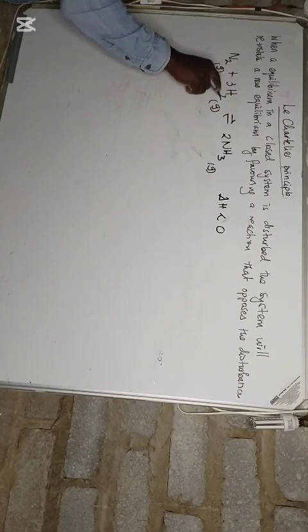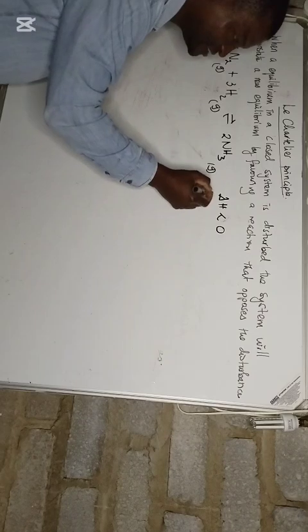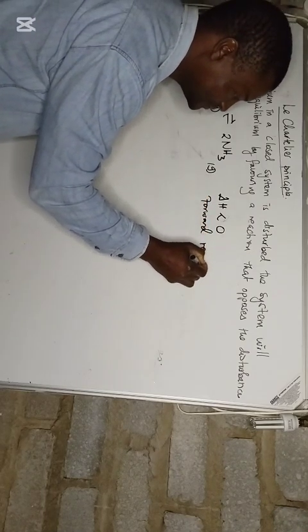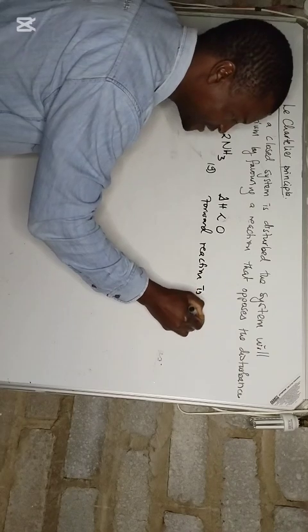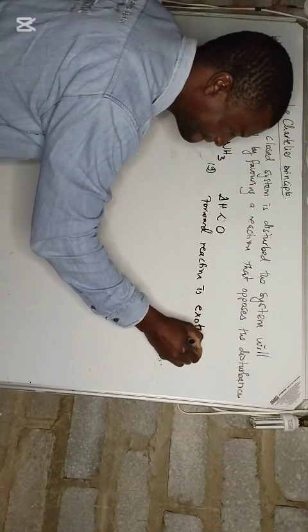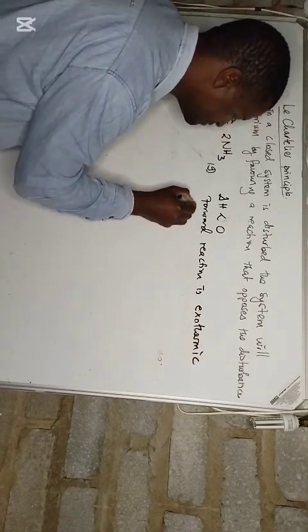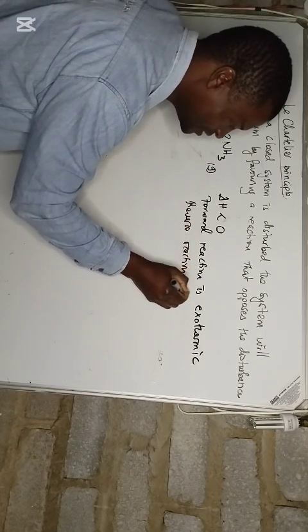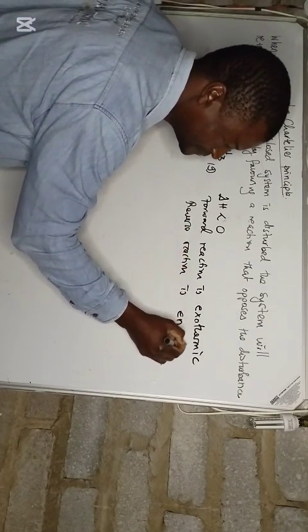We are producing ammonia. We are reacting nitrogen and hydrogen to form ammonia. It's a reversible reaction. Delta H is less than 0. It means the forward reaction is exothermic, and the reverse reaction is endothermic.